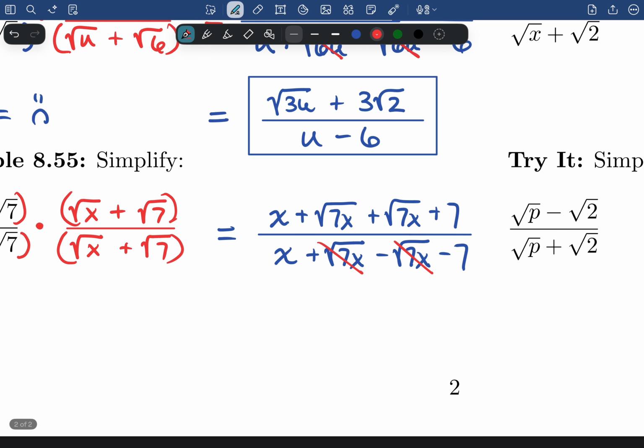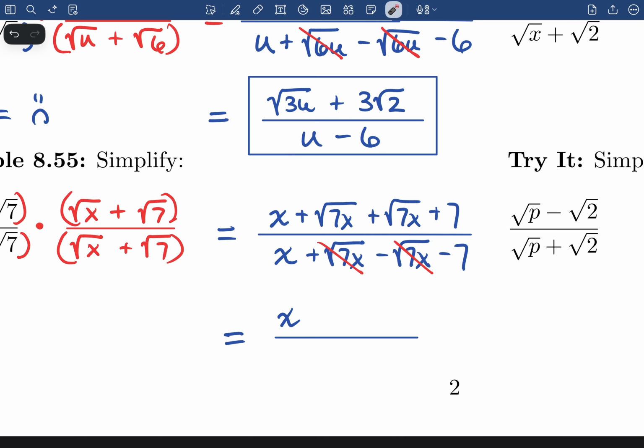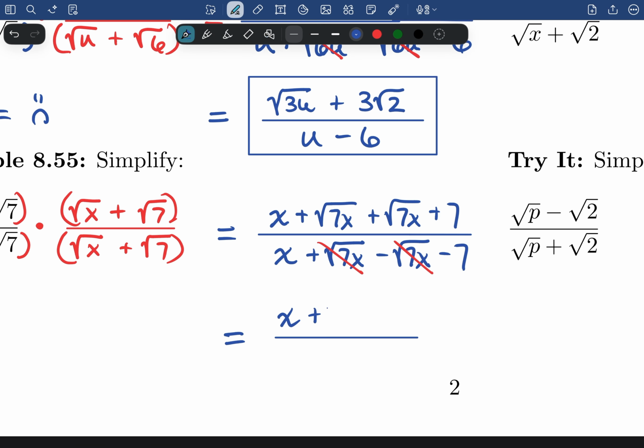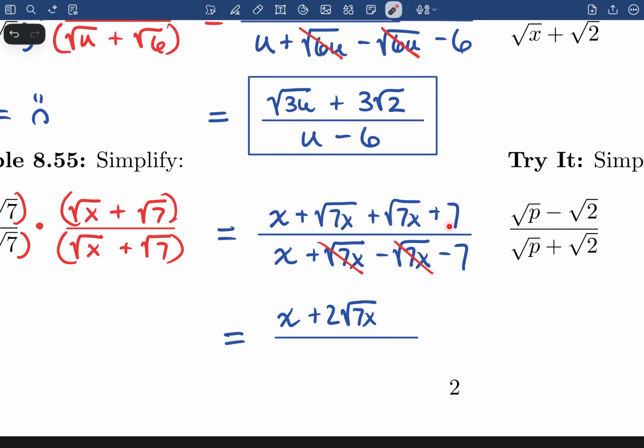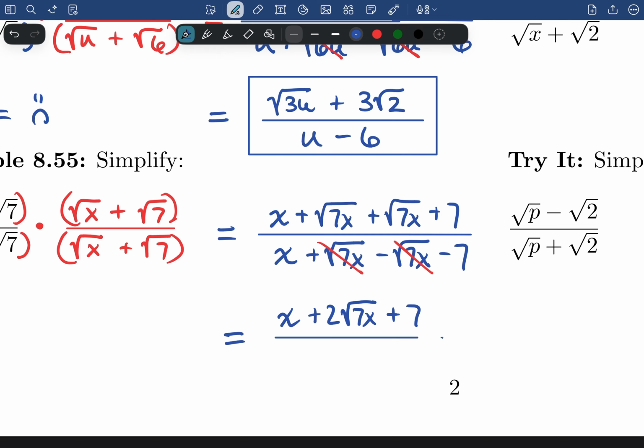And so we're going to get our final answer here of this lesson. And simplifying everything, I see an x. And then I see like radicals. Like radicals have the same index and the same radicand. Look, same index, same radicand. So this 1 root 7x and this 1 root 7x add together to make 2 root 7x. Okay, and now lastly I have this addition of 7 at the end, like that. And now my denominator is just x minus 7. I have rationalized the denominator. There are no more radicals in my denominator.